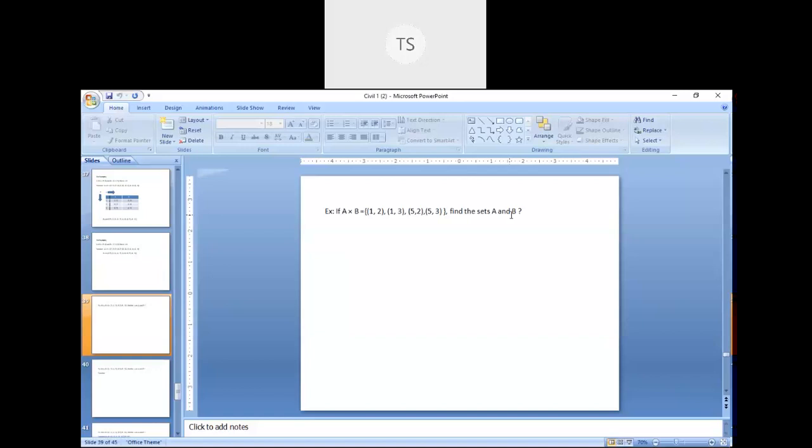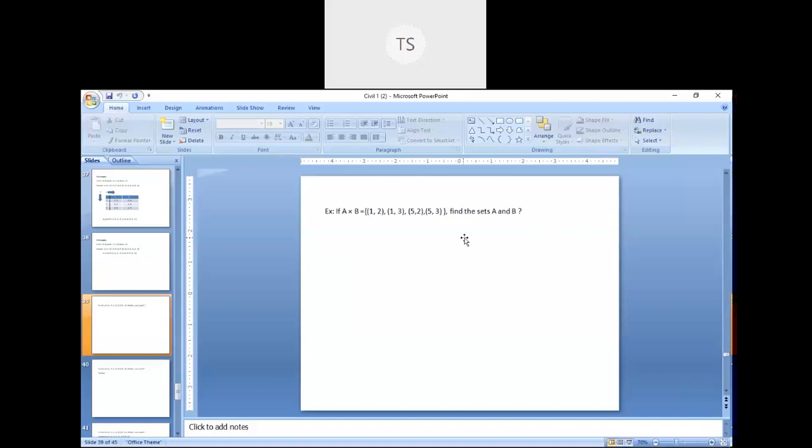Can you understand what is the difference between the previous example and this example? Yes, ma'am. The earlier example, you had given the two sets, you have to write the Cartesian product. But here you have given the Cartesian product. You have to find the two sets.